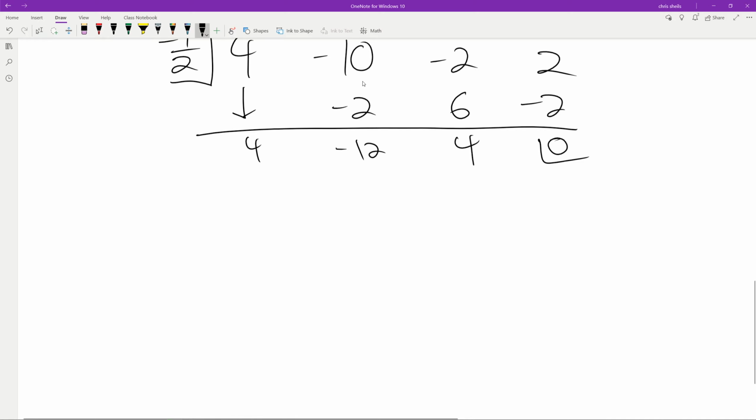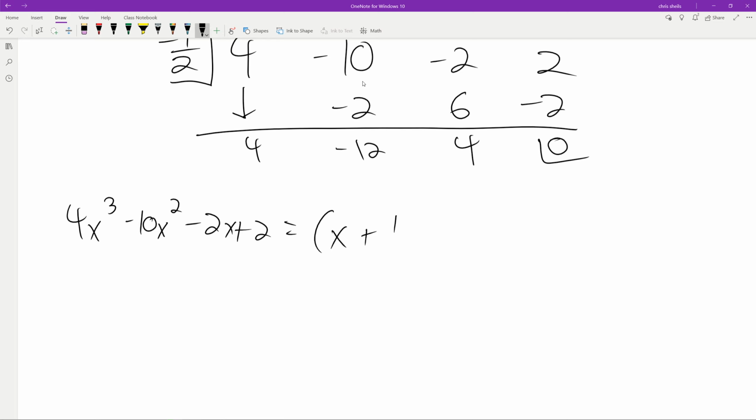So this means that 4x cubed minus 10x squared minus 2x plus 2 is x plus 1/2 times, let's see, 4x squared minus 12x plus 4.